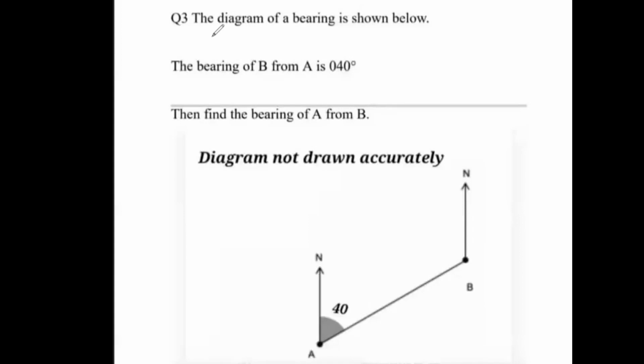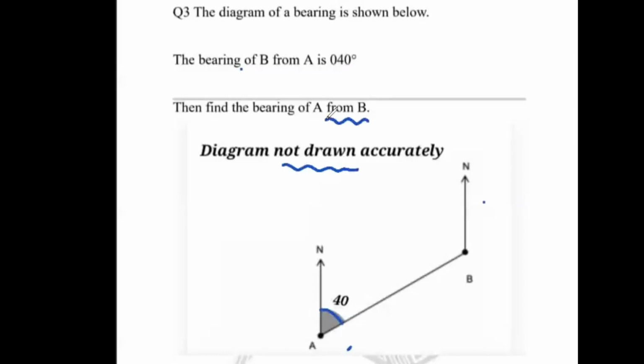Now it says, the diagram of bearing is shown below. The bearing of B from A is 040 degrees. And it says that it's not drawn accurately. That means you can't measure the bearing, you have to solve the bearing. The bearing of B from A is 40 degrees. That means they have given this one as 40 degrees. Now find the bearing of A from B.